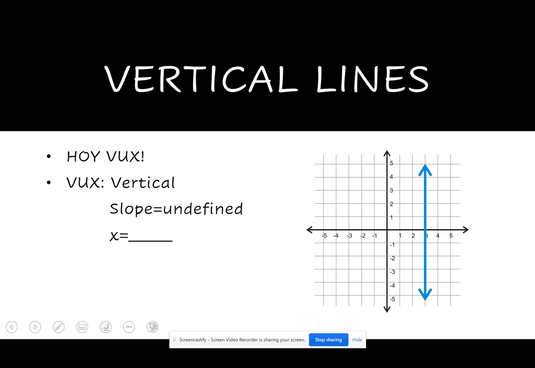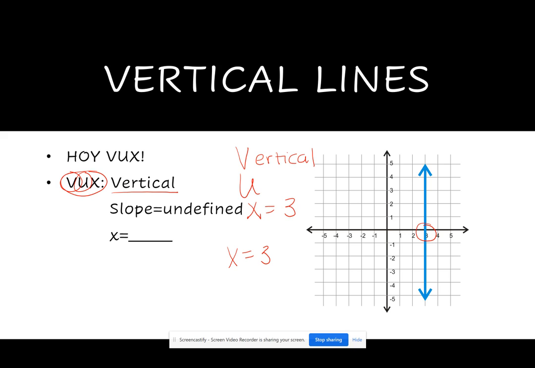When we're thinking about vertical lines, we look at VUX, which is vertical is the V. Your slope is undefined for the U, and your equation is x equals whatever number it's going through. So in this case, x equals 3. So vertical, undefined slope, and x equals 3.